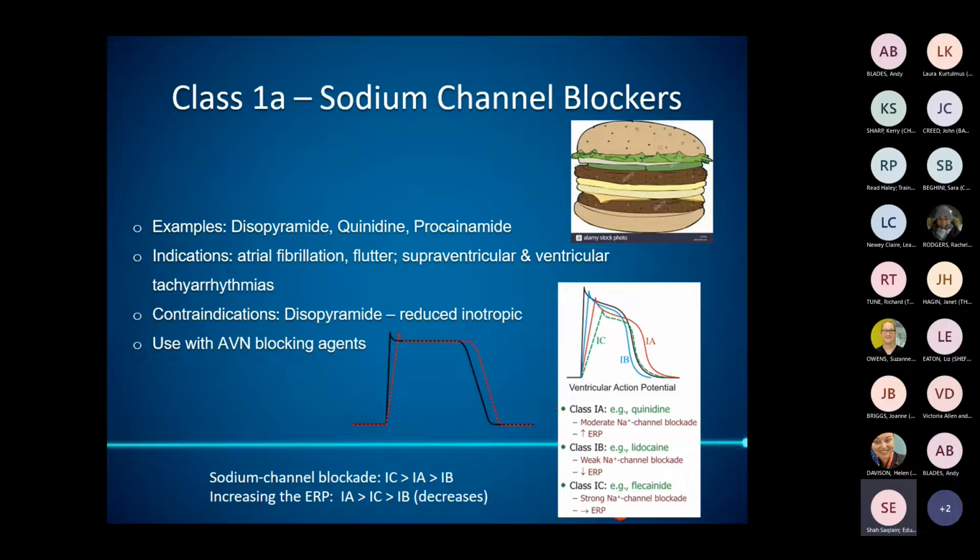So a quick way of remembering this is DQP, so double quarter pounder. So disopyramide, quinidine, procainamide. That's why that burger's there. So double quarter pounder to remember our class 1 sodium channel blockers.